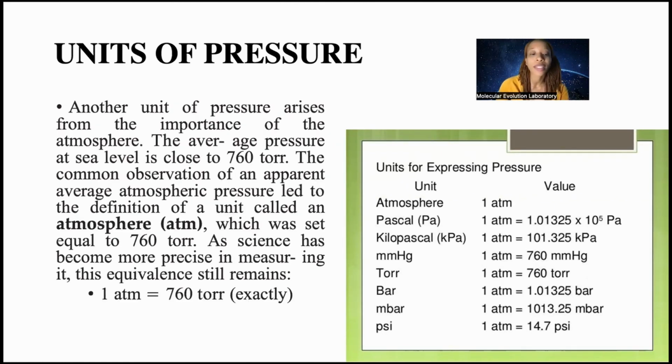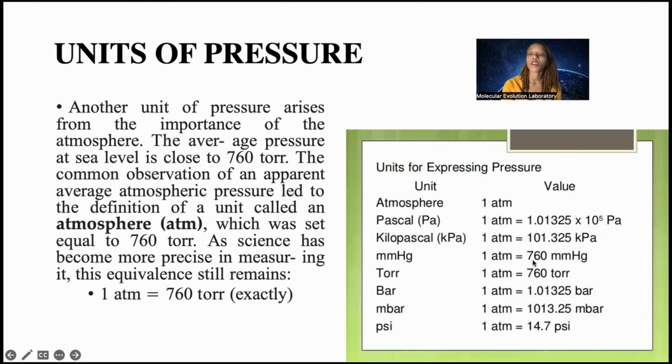Another unit of pressure arises from the importance of atmosphere. The average pressure at sea level is close to 760 torr. The common observation of an apparent average atmospheric pressure leads to the definition of a unit called atmosphere, ATM, which was set equal to 760 torr. As science has become more precise in measuring it, this equivalence still remains. 1 atmosphere is equivalent to 760 torr exactly, and also to 760 millimeters of mercury, and 1 torr is equivalent to 1 millimeter of mercury.